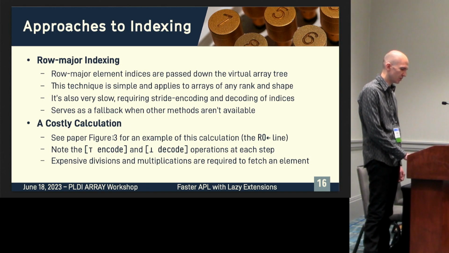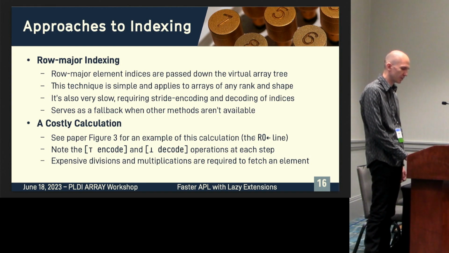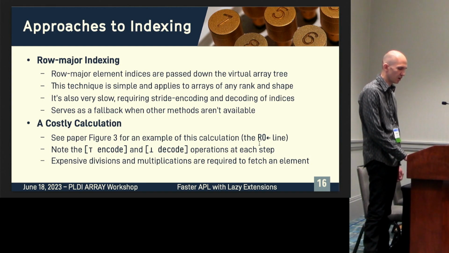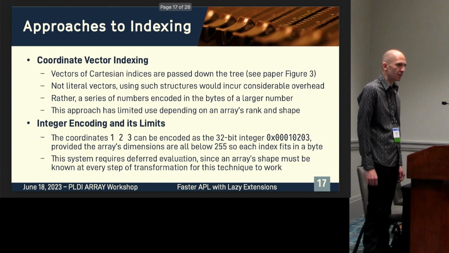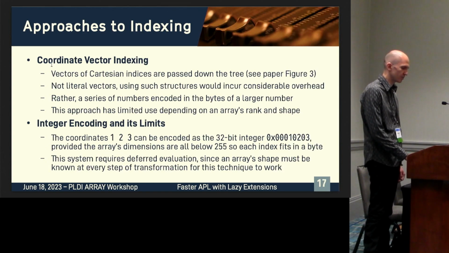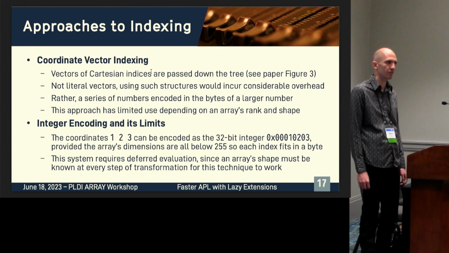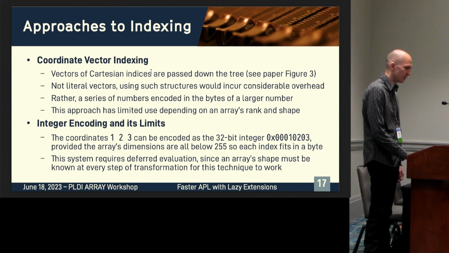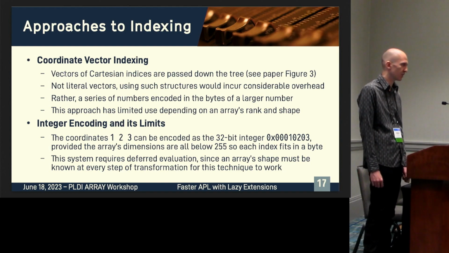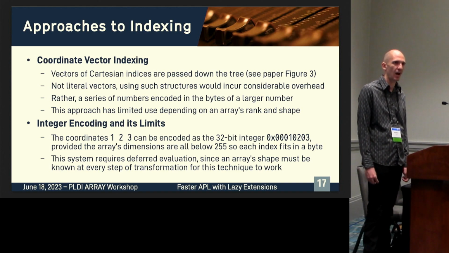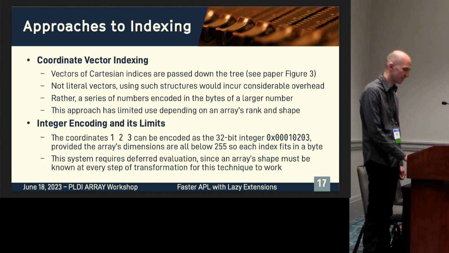You can see figure 3 in the paper for an example of this calculation. It's the line starting with R0 gets. You can note that there are encode and decode functions happening at each step. That's expensive because that means division and multiplication. So how to avoid this? The next technique I developed is coordinate vector indexing. That means instead of handling row major indices, you perform a series of transformations on a Cartesian coordinate vector, going from the coordinates of the output array to the corresponding coordinates in the input.